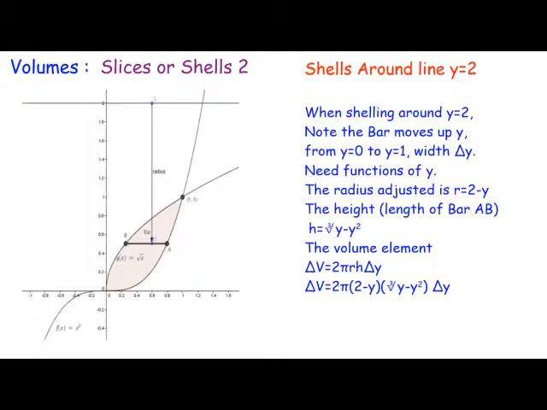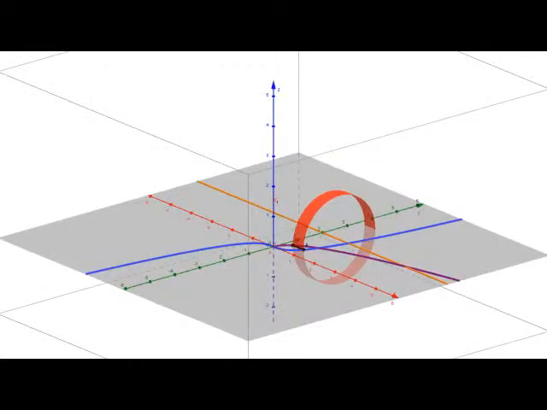Well, let's have a quick look at the shell around the line y equals 2. Here we have the shell around the line y equals 2. I'll move it up and down. Here we go, this is the shell. As I said, we're just doing the line y equals 2 at the moment. So these are shells. What I'll do now is put the trace on for the particular surface, and I'll try and generate the volume. Let's have a quick look.